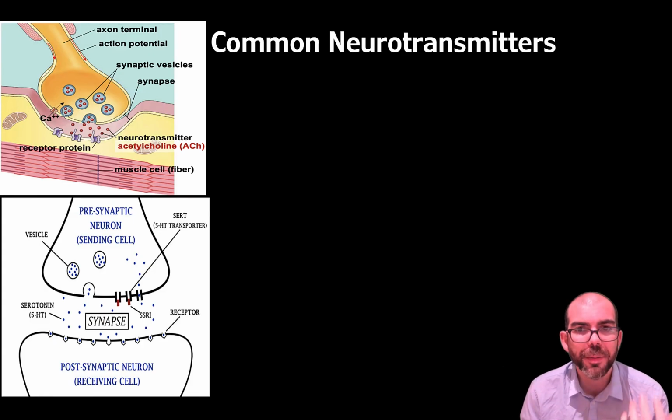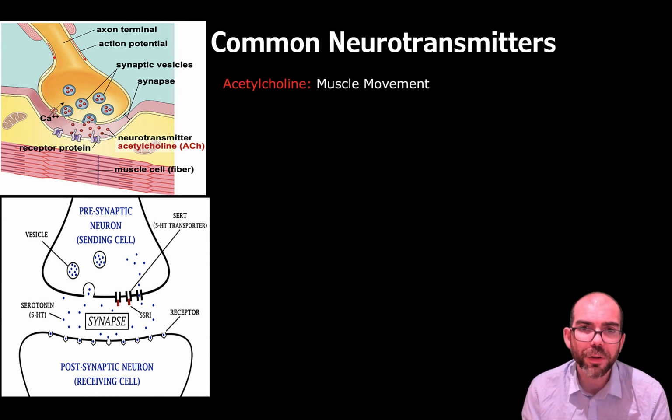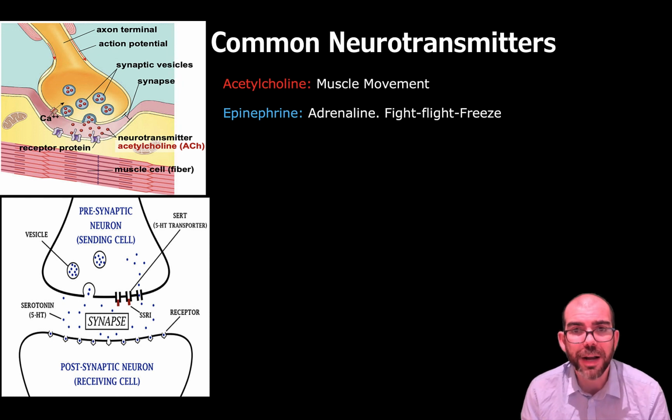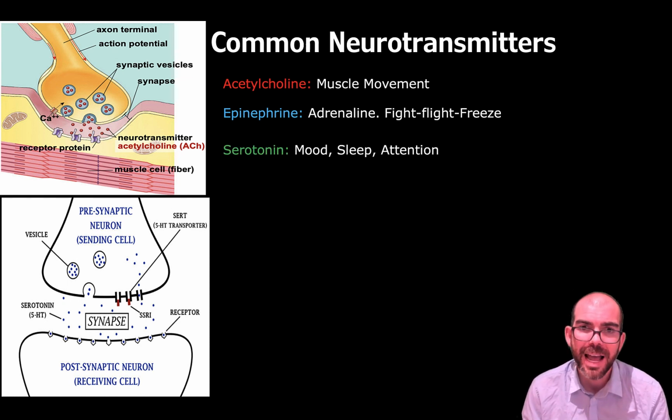To talk a little bit more about neurotransmitters, there are some common ones that are good to know. One really common neurotransmitter is acetylcholine. Acetylcholine is a neurotransmitter which, if received on the outside of muscle cells, causes muscles to move. Another is epinephrine. Epinephrine is often known as adrenaline. This causes the fight, flight, or freeze response if you're in a stressful or dramatic environment. And then there's serotonin. Serotonin is a molecule associated with having a pleasant or stable mood, your sleep, and your attention.